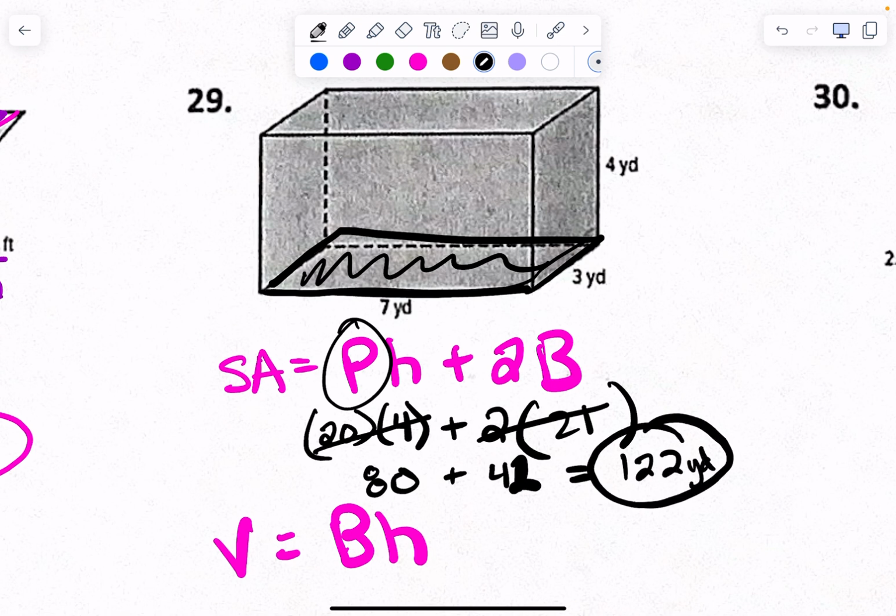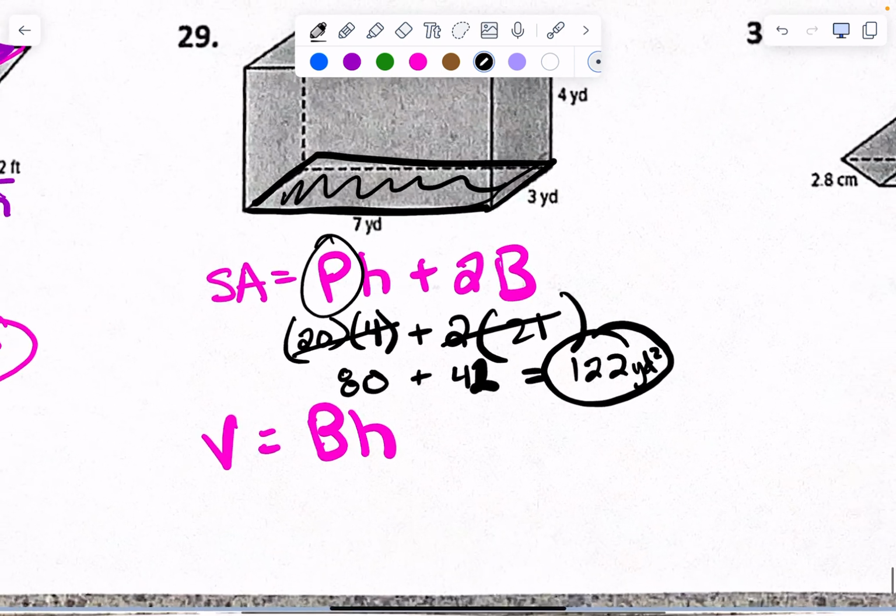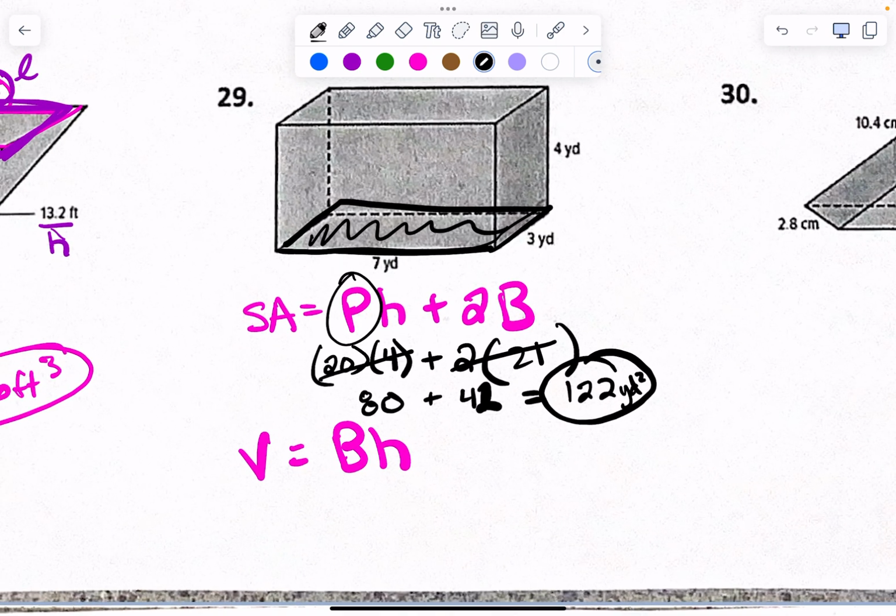122 yards squared. Okay? Now volume is capital B times H. Capital B is the area of the base, which is 7 by 3, so 21. The height is 4. You can do that also in your head. That is 84 yards cubed.